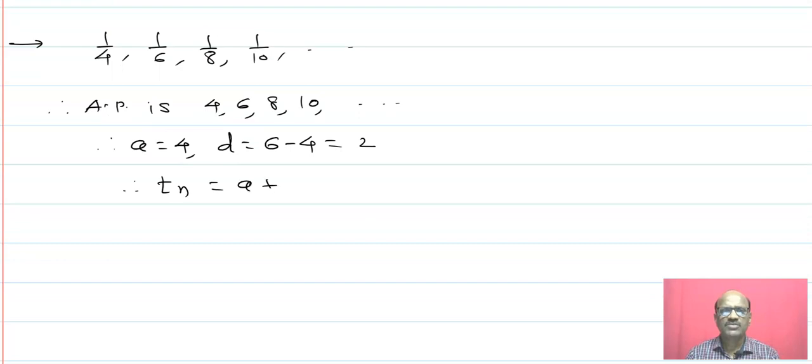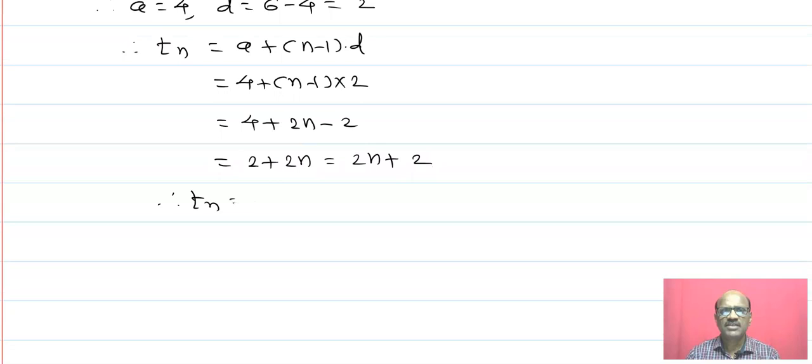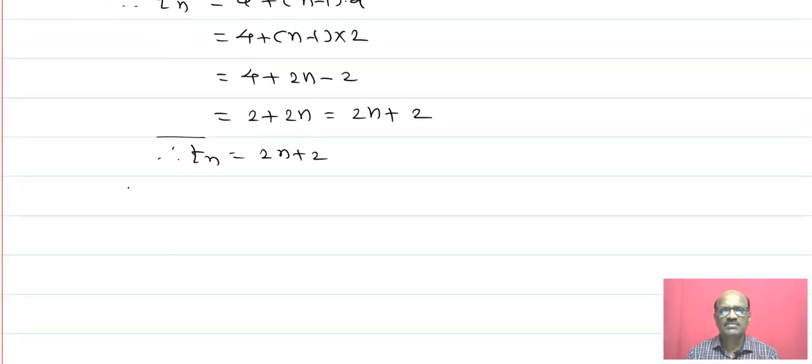Therefore, Tn is equal to A plus n minus 1 into D. Therefore, 4 plus n minus 1 into 2, that is 4 plus 2n minus 2, that is 2n plus 2. This is Tn is equal to 2n plus 2. Now, the nth term of HP is 1 upon 2n plus 2.